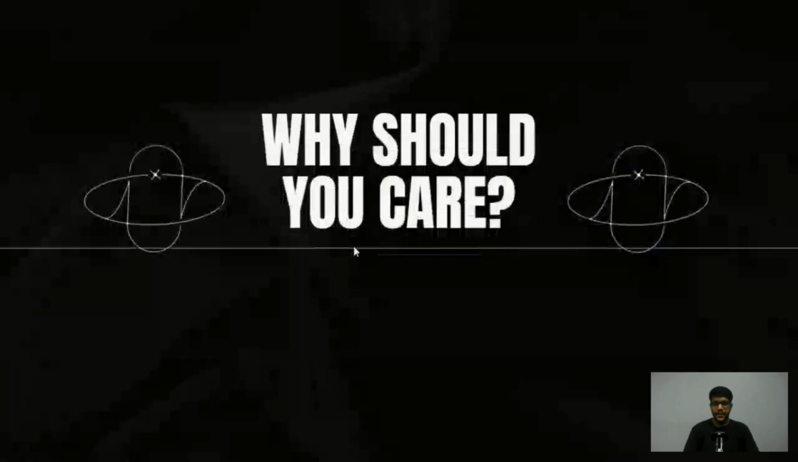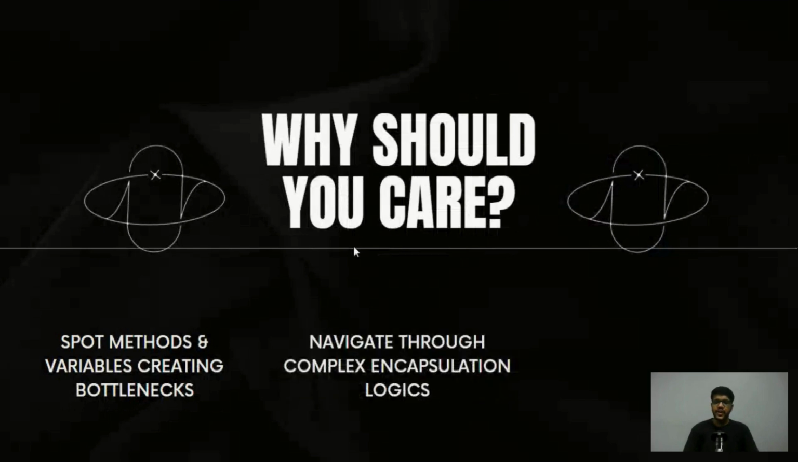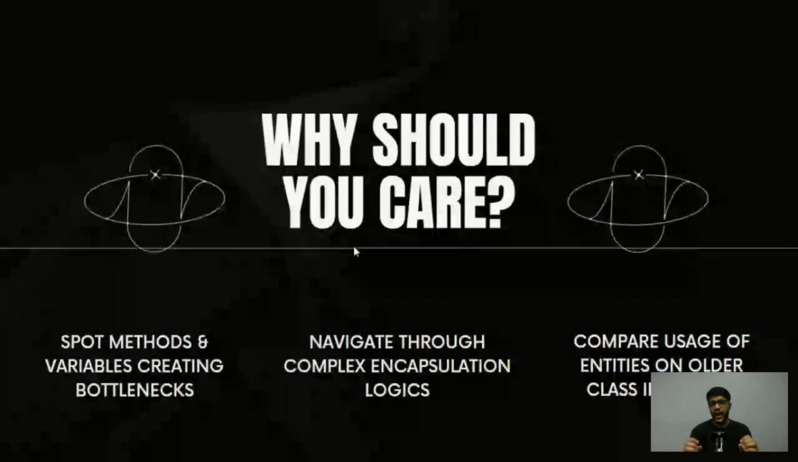So now the point arises: why should you care? What makes it so special, or what makes it useful for you as a developer? Now I'm listing out the points which we will be discussing in detail further. First of all, we'll be talking about how we can optimize our class by removing the redundant variables as well as the methods which are creating performance bottlenecks. We'll also be navigating through complex encapsulation logics which are put inside nested classes within the main class. And then we would be comparing the older entities of one class to another so that we can track all the changes which we are making right now.